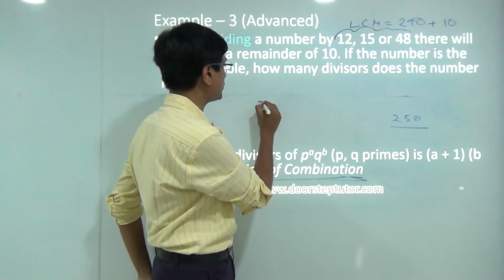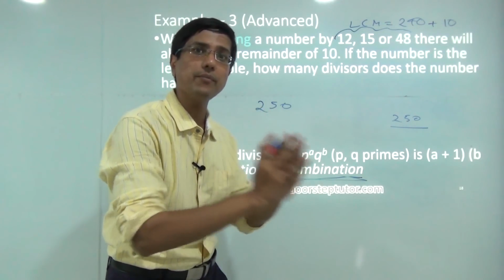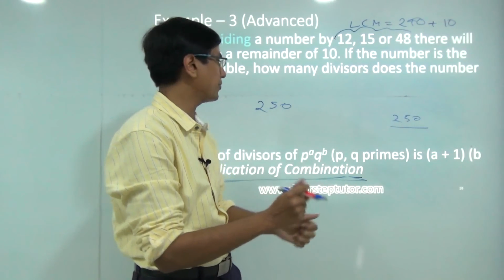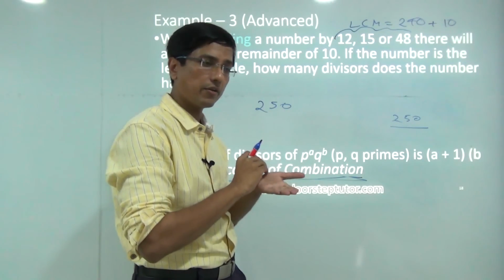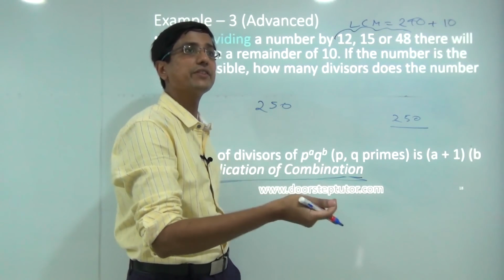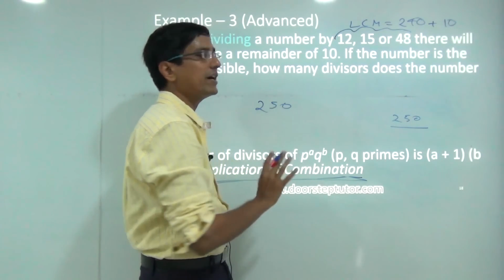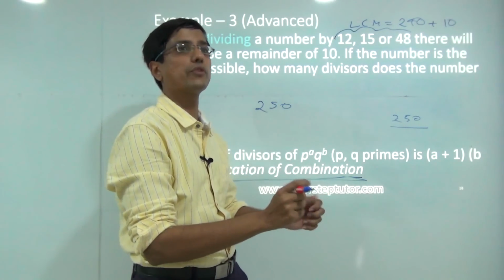What are all the possible divisors? What are all the possible numbers? What is the count? I don't have to list the numbers. I have to count the number of possible divisors, the number of possible numbers which can completely divide 250. I have to just give a count, not list them.